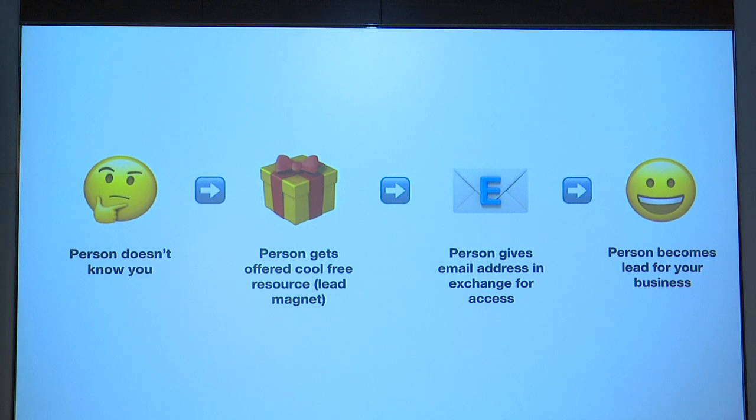This is the process of a sales funnel. A person doesn't know you, then you offer something to them through a lead magnet, and the person gives their email address in exchange for it, or gives their phone number in exchange for it, and then the person becomes a lead for your business. Then your sales team contacts them, or you nurture them by mail or SMS to sell your product or services.